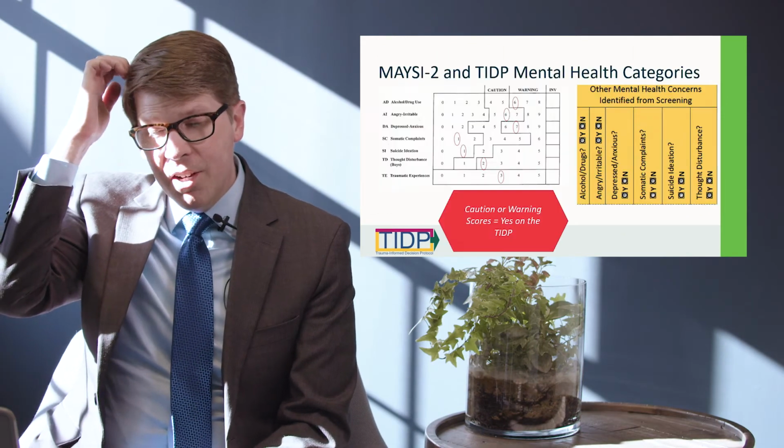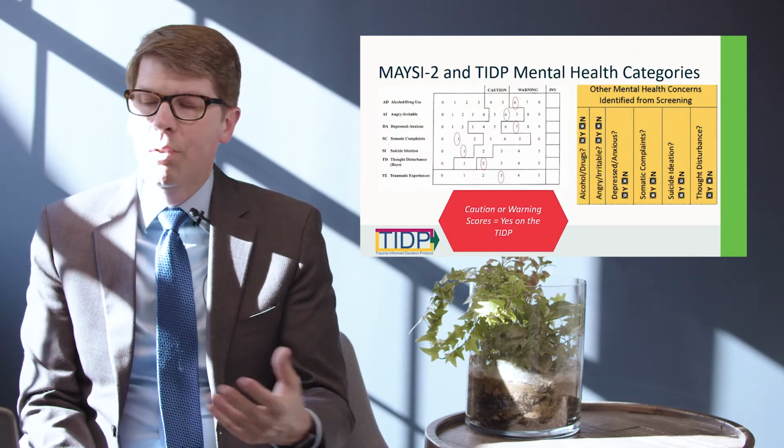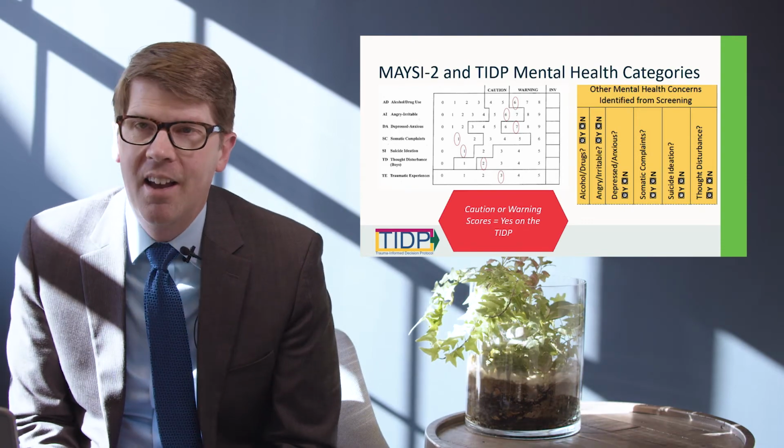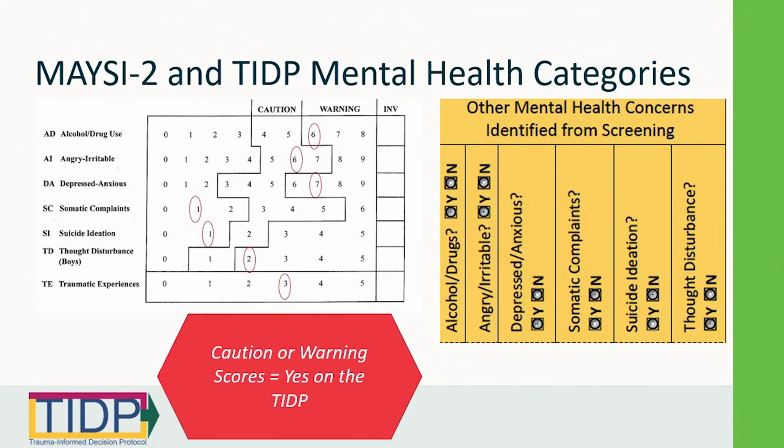The final section that we're going to do here is essentially just plotting the Maisie findings onto the TIDP form as well. The rule to indicate a problem on the TIDP from the Maisie is any caution or warning score across the Maisie categories are going to be plotted. And so recalling AJ's Maisie results, we're going to check yes, that he's got concerns about alcohol or drug use due to that warning score.